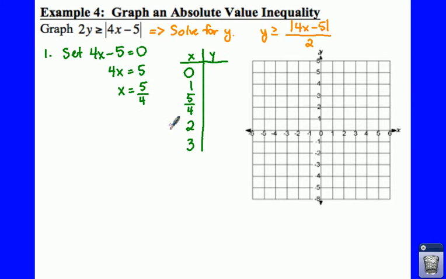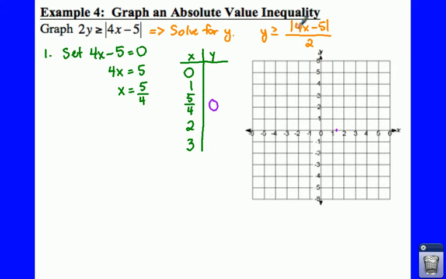If you plug a 5/4 in, well, 5/4 times 4 is 5. 5 minus 5 is 0. Absolute value of 0 is 0. 0 divided by 2 is 0. So your first point is going to be over 5/4, so like 1.25, up 0. There's your first point.